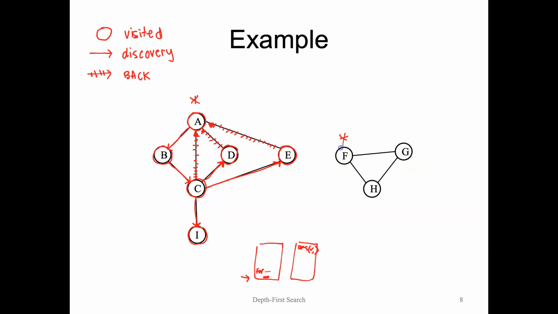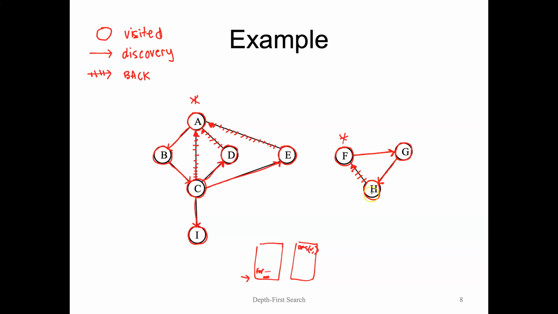So DFS on F, we mark F as having been visited, and it has two incident edges, so which one should we traverse first? Let's say we go in alphabetical order again, so we're going to mark this as a discovery edge because it leads to new vertex G that we haven't encountered, and we mark G as having been visited. We'll mark this as a discovery edge because we haven't encountered H yet, and we'll now visit H. Now this leads back to a vertex we've already encountered, so we mark that as a back edge.